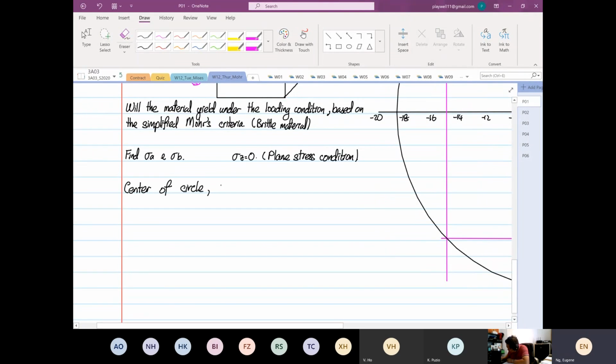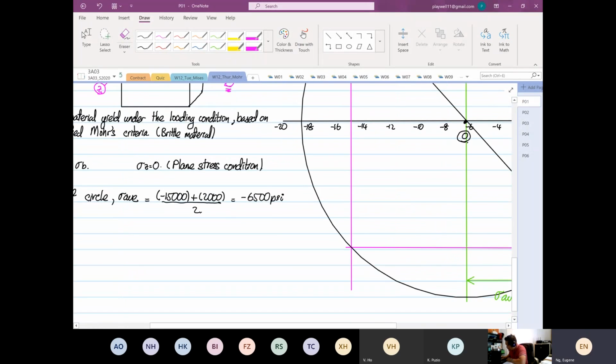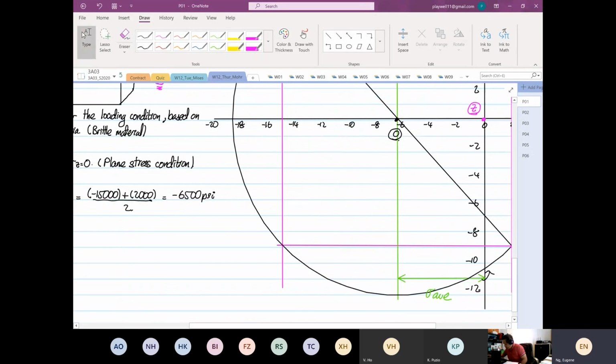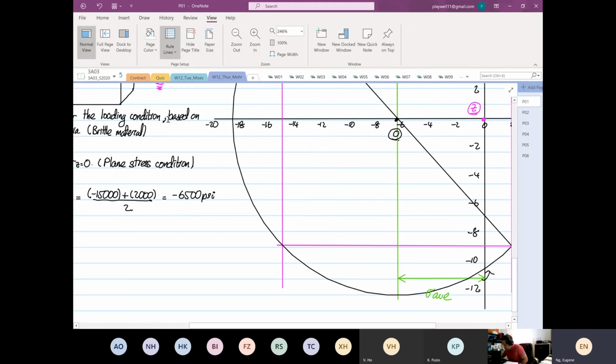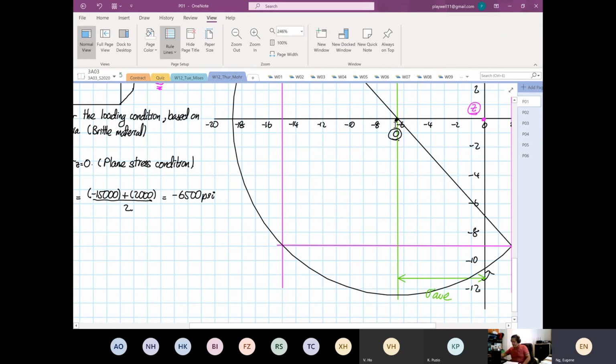Which corresponds to the position that we've drawn, which is equal to the stress average. So this will become minus 15,000 plus 2,000 divided by 2. Okay, so it's at minus 6,500 psi. Okay, so based on our construction, yeah, I might be a bit off. As I say, this is just a sketch. No, we are spot on.